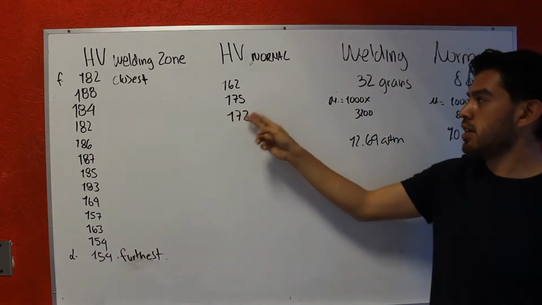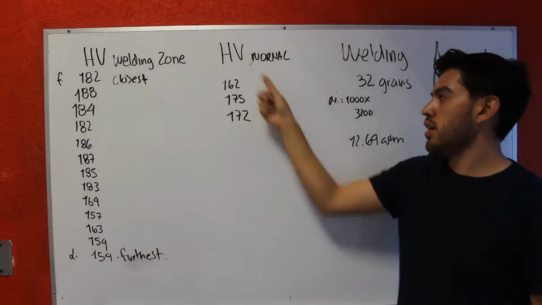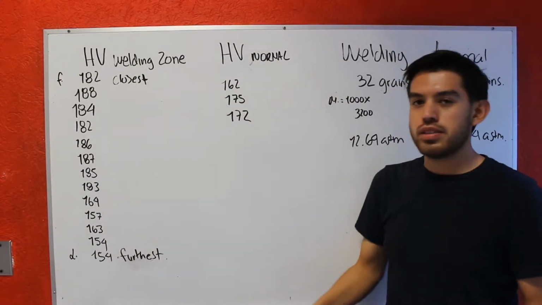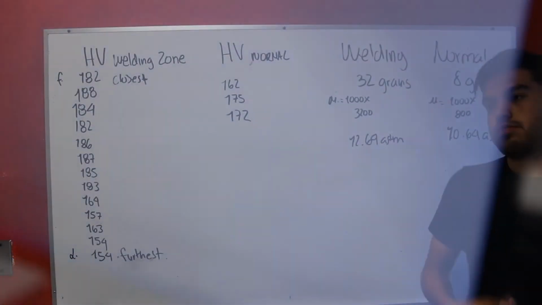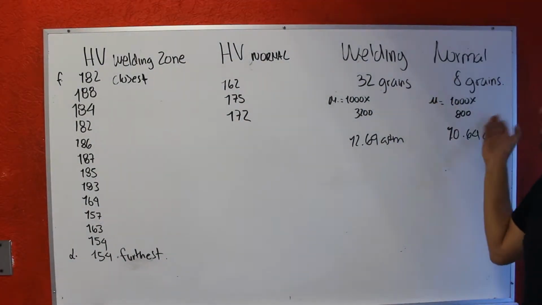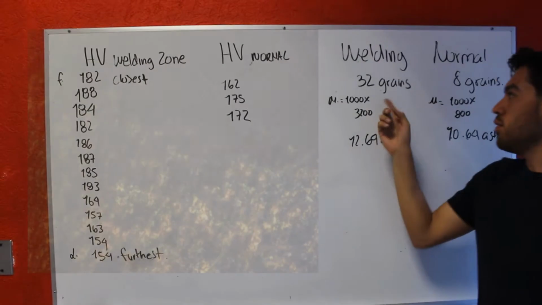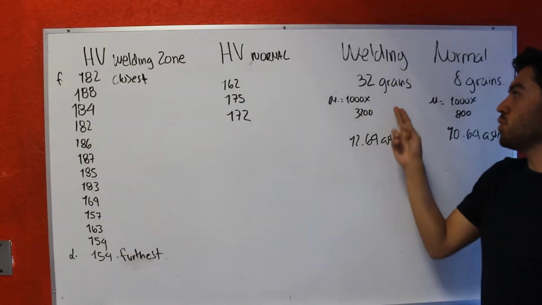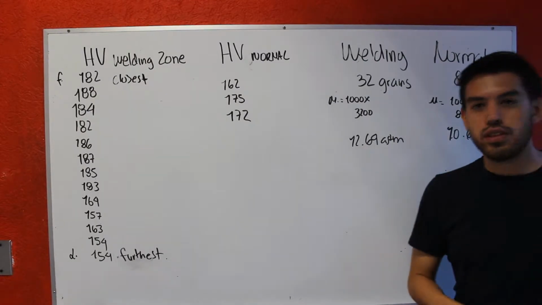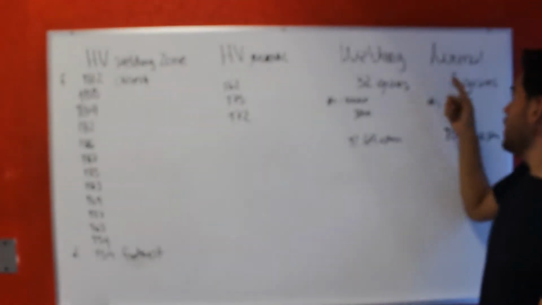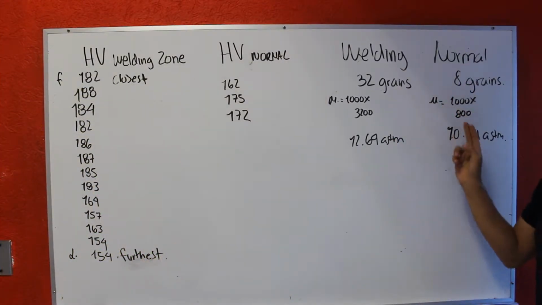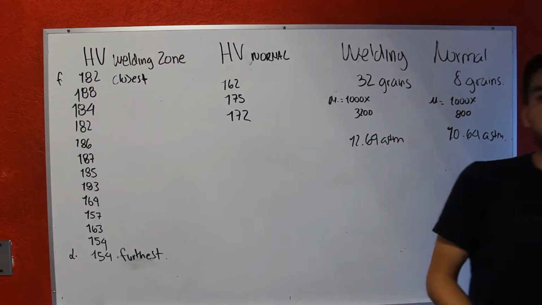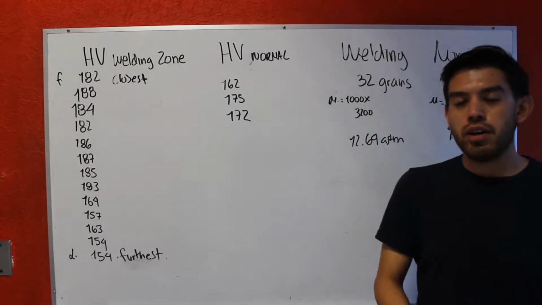This is the normal Vickers hardness that we obtained, and we can see it's an average of around 170. And finally, we did the micrographic test, and we obtained these results. First, in the welding zone, we obtained 32 grains and an ASTM grain size of 12.64, and in the normal steel, we got 8 grains and an ASTM grain size of 10.64.